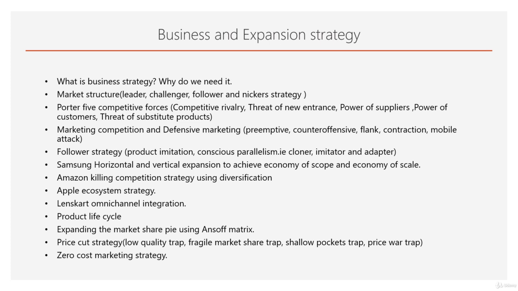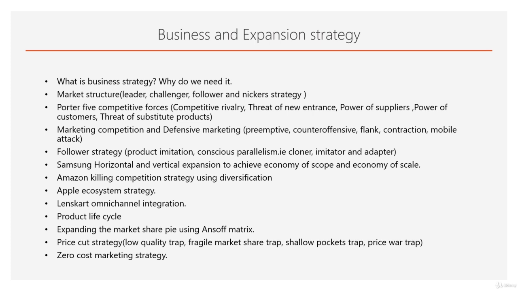In the seventh chapter, we will simplify the Amazon competition-killing strategy using diversification. And this topic will help you understand how Amazon is dominating the retail market. Chapter number 8 will help you understand the Apple ecosystem strategy, which is creating a very good customer experience and a seamless flow of information across all the devices of Apple.